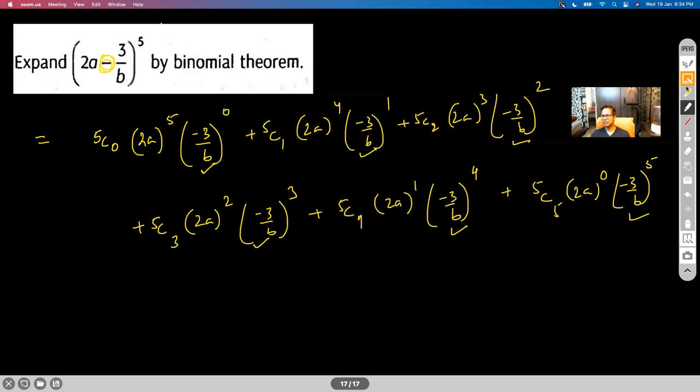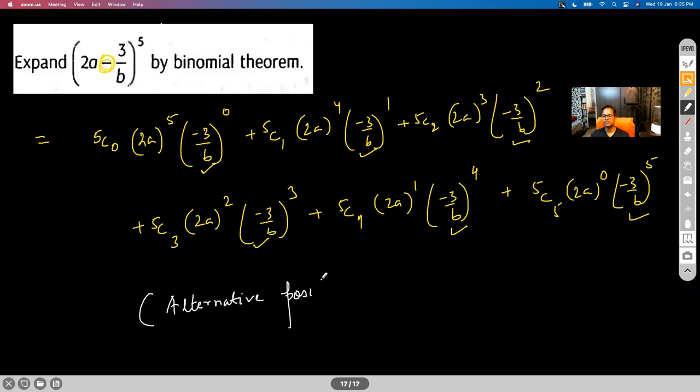Now, from here, you realize that the terms will be alternately positive, negative. As you can see, this will be a positive term. Second will be a negative. Third will be positive. Fourth will be negative. So this leads to alternating positive and negative terms.